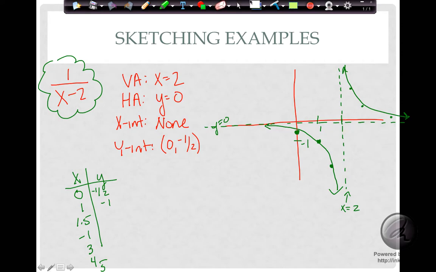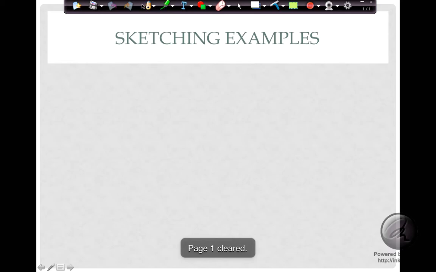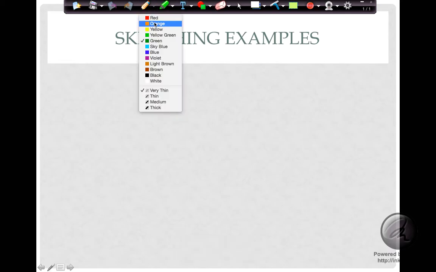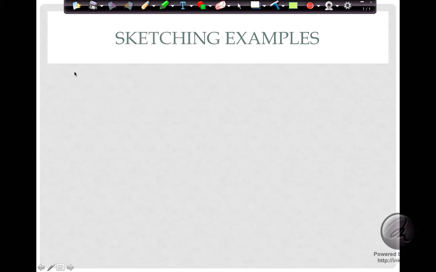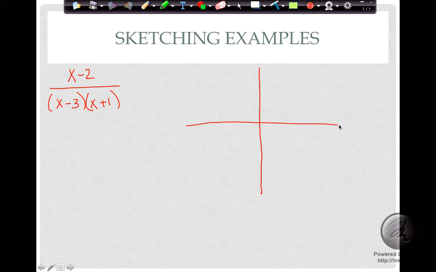All right, let's try something else here. Let's try something a little bit more challenging. Let's start with x minus 2 over, let's already factor this for you here, this. If I were to graph this function, well, I can't graph it yet because I haven't done any of the dirty work yet.